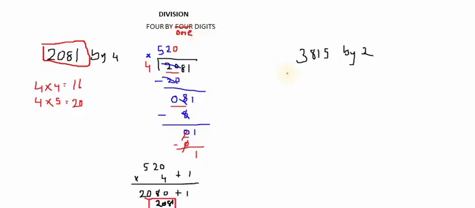So now let's go to the next one. The next one, for 3815, look at this. Now you draw your line. This is 381 and then 5. Divide by what? 2. So what do we do from here?